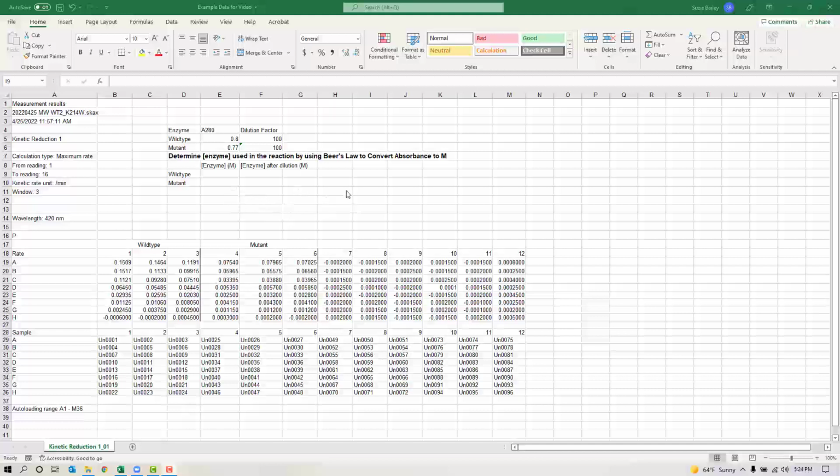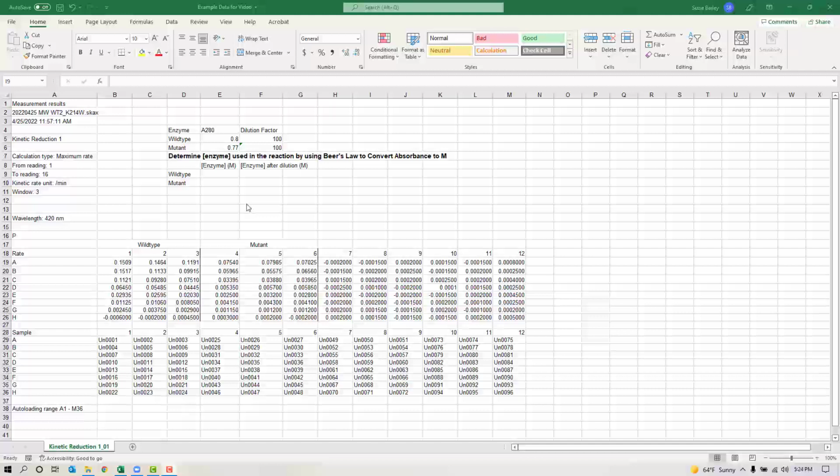So when you open up your data sheet that you download from Canvas, you'll see that up here at the top you have your absorbance readings at 280, right? That's the wavelength that we measure absorbance for to determine our protein concentration. So in this case, for the wild type, the absorbance reading was 0.8, and for the mutant, it was 0.77. Now remember that in the Enzyme Activity Lab that we did, you diluted your proteins by either a factor of 100 or a factor of 10. In this case, both the wild type and mutant were diluted by a factor of 100.